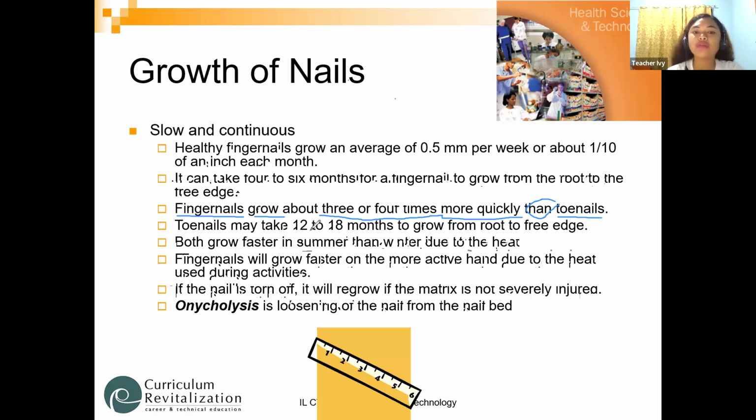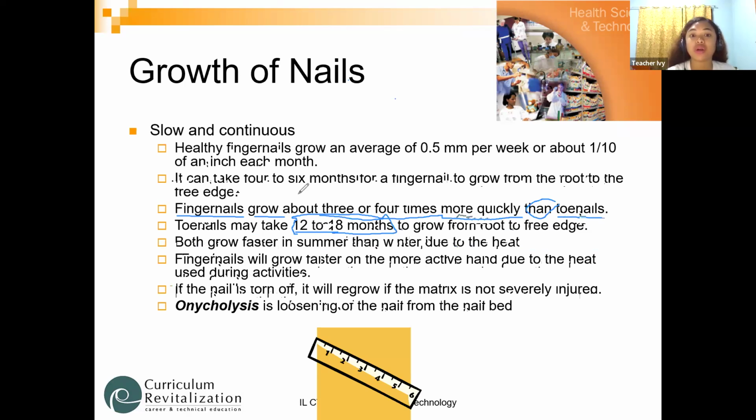Toenails may take 12 to 18 months to grow from root to free edge. See, if ever you experience that a toenail is pulled out, it takes 12 to 18 months to regrow, meaning it takes 1 year or 1.5 years to regrow again. It is very long to make your nails grow again if it is pulled out from your toes.